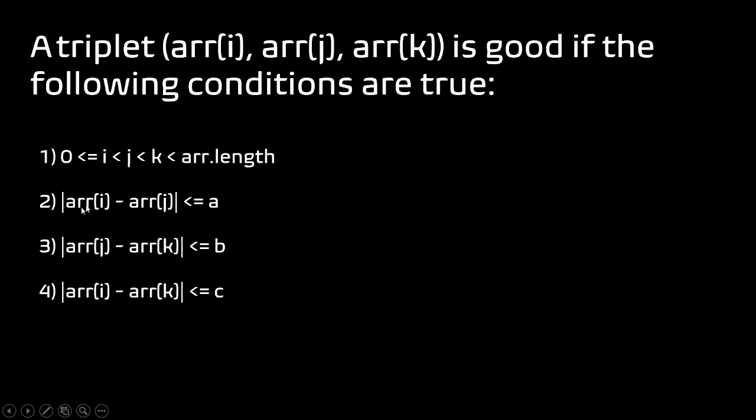So the difference between the number at index i and the number at index j in this array has to be less than or equal to a. Okay, and similarly the number at index j and the number at index k, their difference has to be less than or equal to b, and similarly for c. These are simple conditions, but what makes this problem a little tricky is that the indices have to be in increasing order, right?